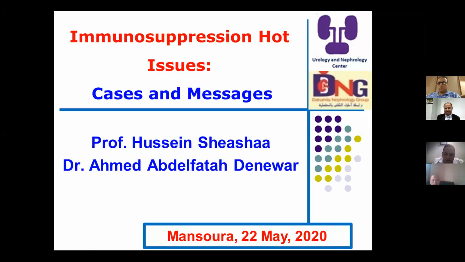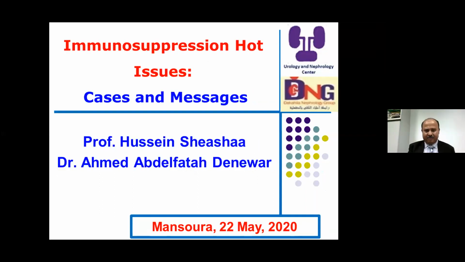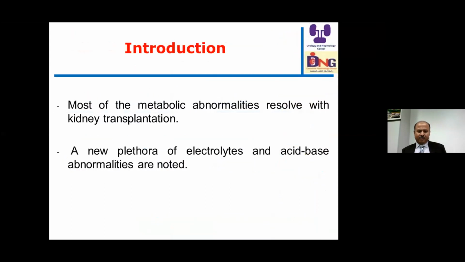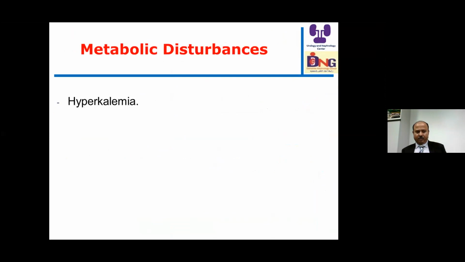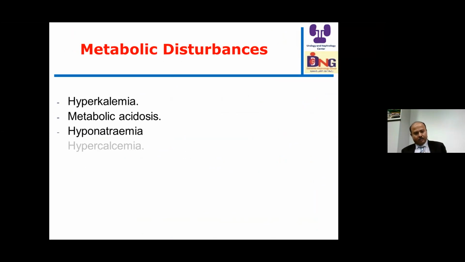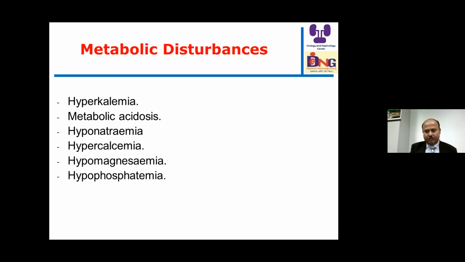Thank you to all the audience. I'm very honored and happy to be with you today in this short talk about one of the common problems we face in nearly every transplant case, which is metabolic abnormalities, including electrolyte disturbances post-transplantation. Although transplantation overcomes most of the metabolic abnormalities we face in dialysis patients, a new plethora of electrolyte and acid-base disturbances appears after transplantation. Of these, hyperkalemia, metabolic acidosis, hyponatremia, hypercalcemia, hypomagnesemia, and hypophosphatemia are common post-transplantation. In this short talk, we'll shed light on 3 of them.